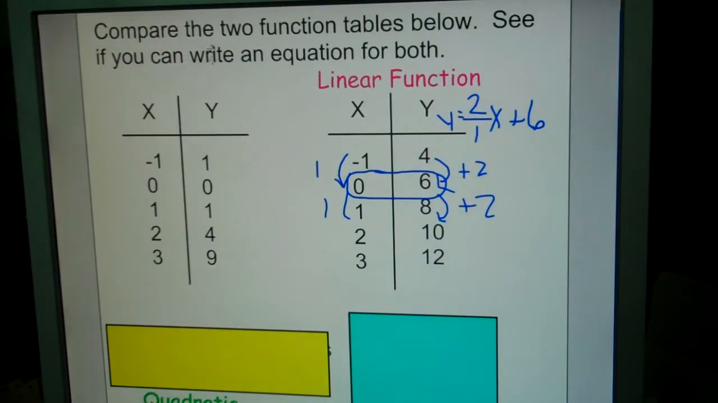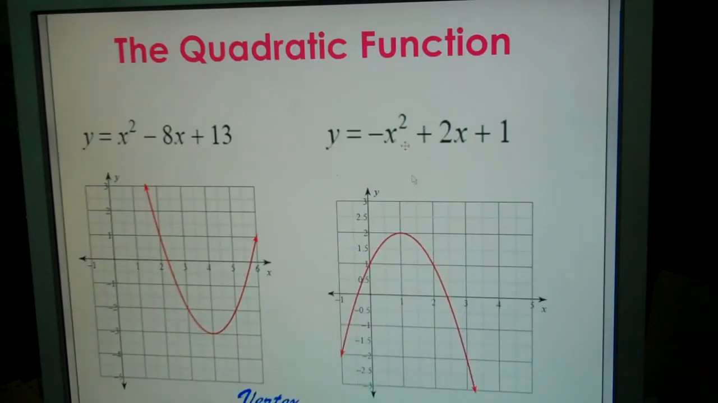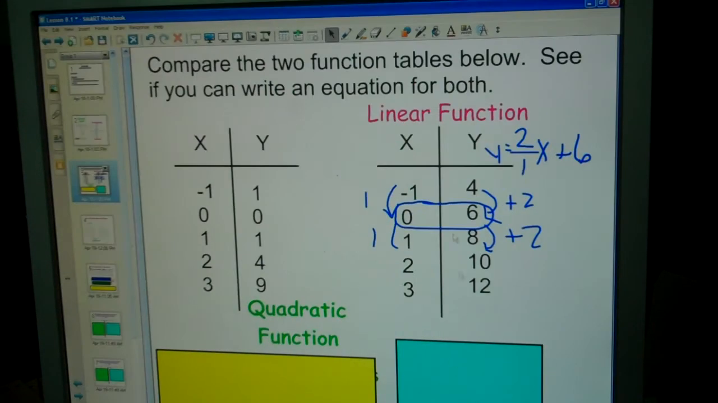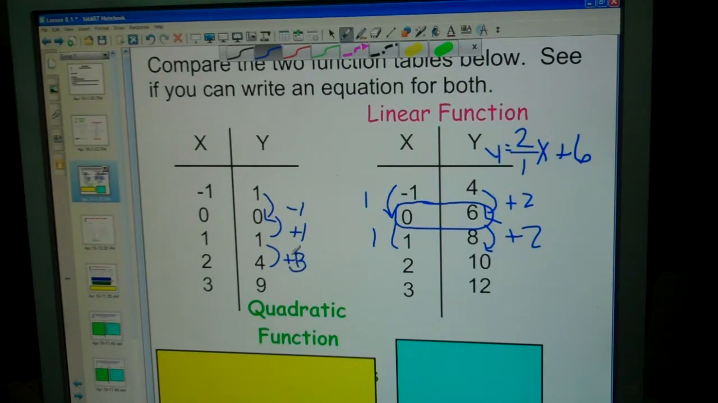Now, this one over here, if you haven't figured it out, is going to be our quadratic. He does not have a constant rate of change. From here to here, we go down 1. From here to here, we go up 1. Oh my goodness, from here to here, we go up 3. And then from here to here, we go up 5. That's not constant. It's not going up by the same thing.